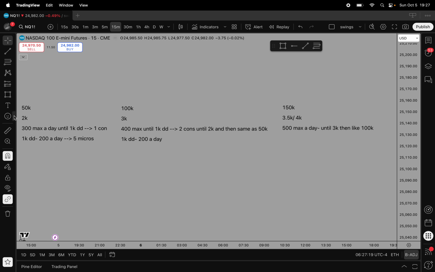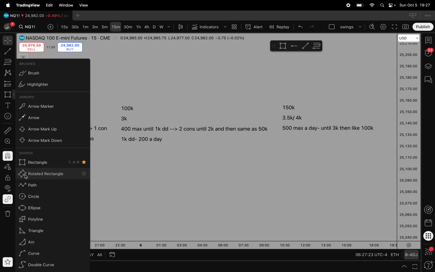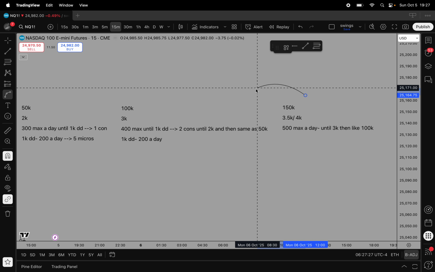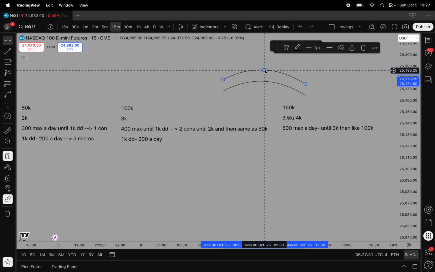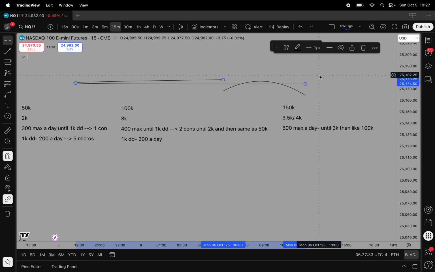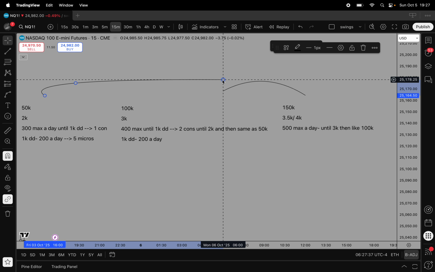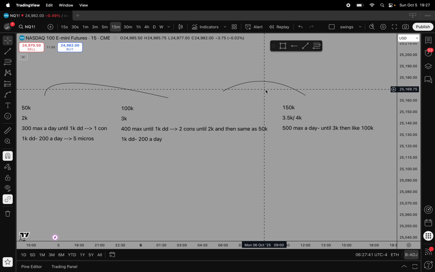So yeah, I think it's very simple, but now I'm going to talk about how you can trade it according to your style of trading, because I see a lot of misinformation, I guess, in the trading space.